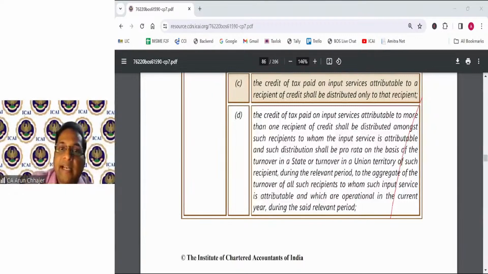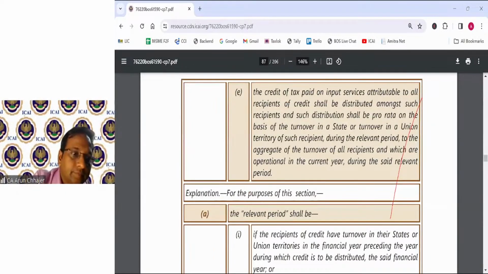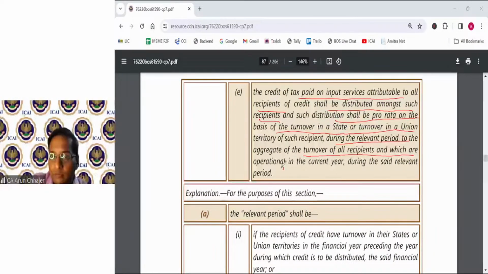Now it says that credit of tax paid on input service attributable to all recipients of the credit shall be distributed to such recipients, and such distribution on pro rata basis of the turnover in the state or UT during the relevant period to the aggregate of the turnover of all recipients and which are operational. If it belongs to all, then obviously I will take the aggregate turnover of all recipients.